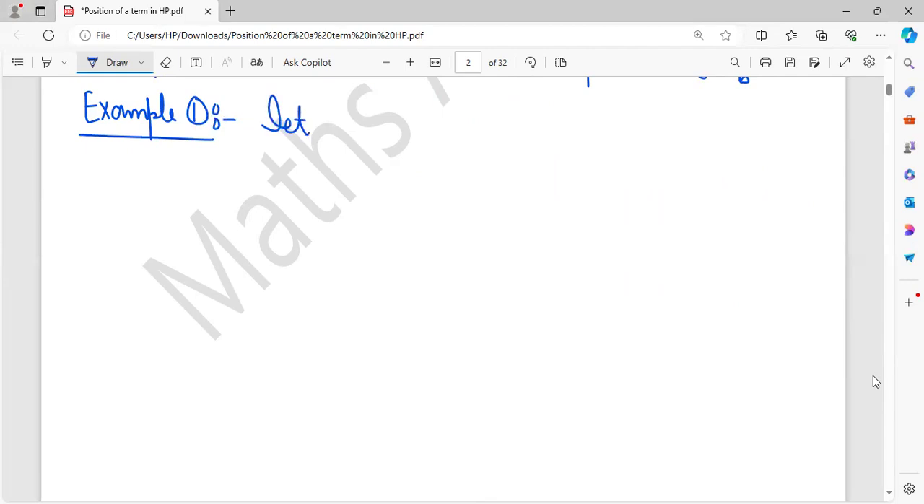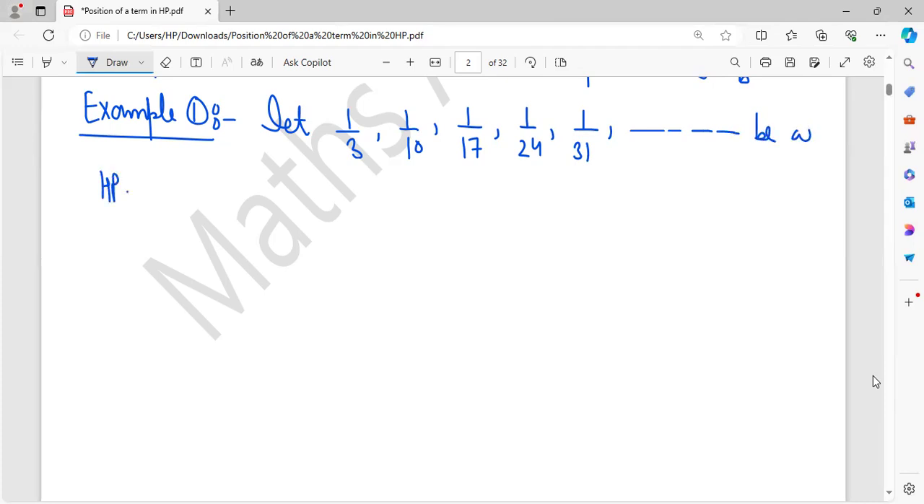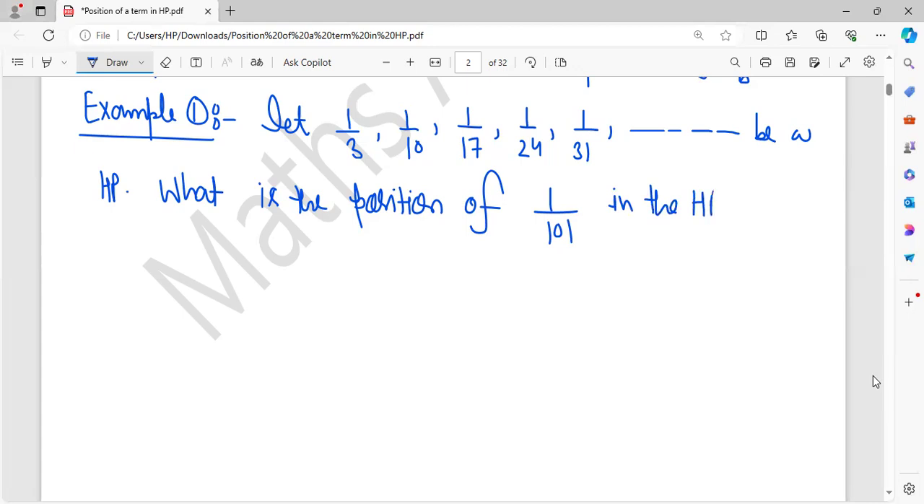Let 1 upon 3, 1 upon 10, 1 upon 17, 1 upon 24, 1 upon 31 be a HP. Then what is the position of 1 upon 101 in this HP? Okay. Solution.